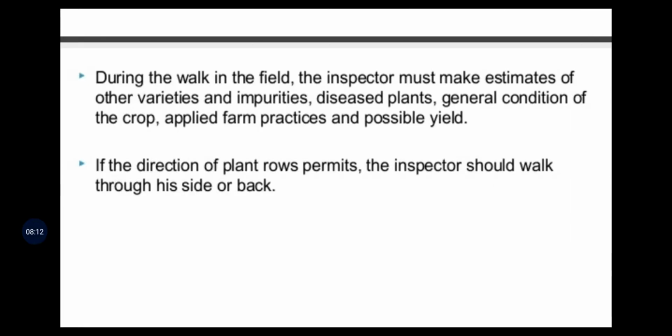During the walk in the field, the inspector must make estimates of other varieties and impurities, diseased plants, general conditions of the crop, applied farm practices, and possible yield. That means he has to take count of all the agronomic, breeding, entomological, and pathological perspectives while walking in the fields. If the direction of plant rows permits, the inspector should walk through his side or back.